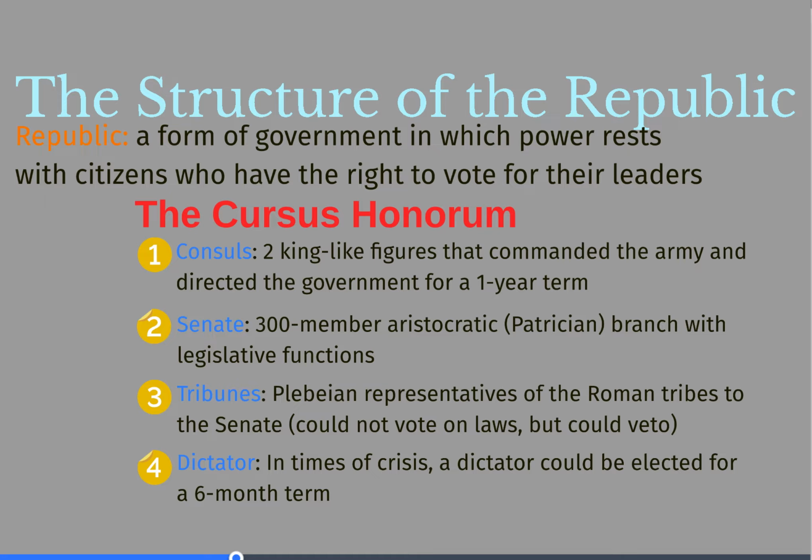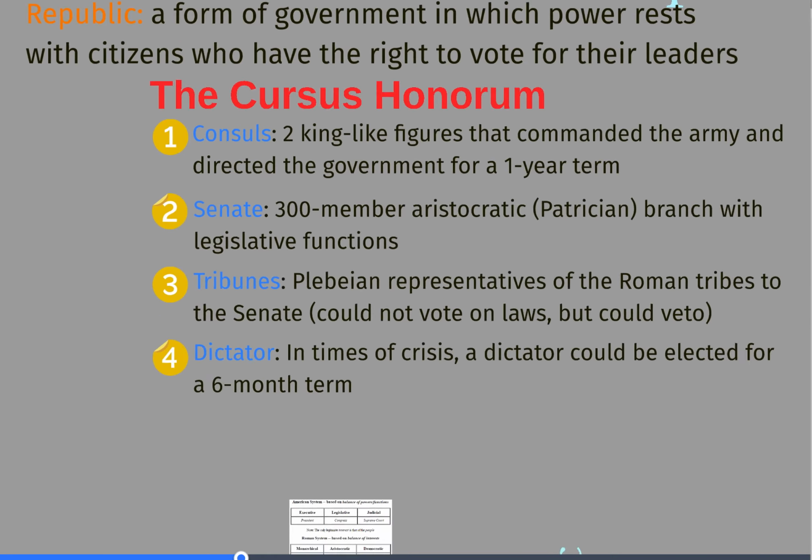And the normal functioning of the Republic, just like our own government, is designed to work really, really slowly as senators and tribunes debate laws over and over again until they reach a consensus. So in a time of an emergency, they could have a dictator for 6 months to help them make quick decisions and end the emergency as soon as possible.